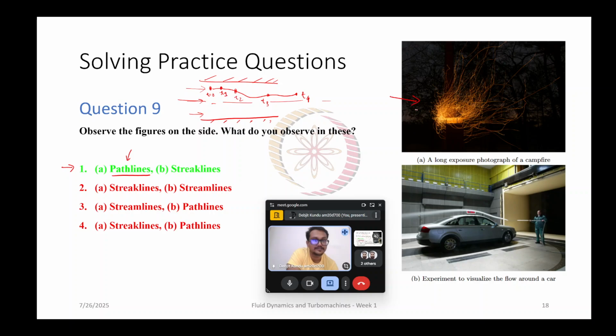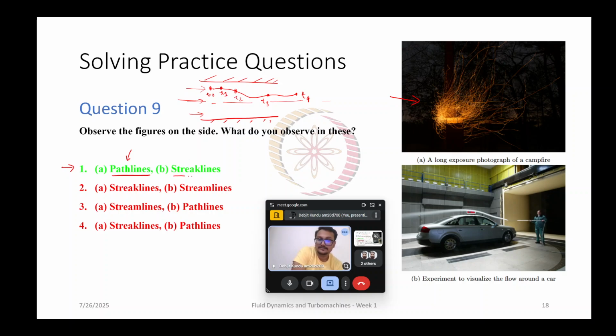And this picture is basically the same thing. If I take a long exposure photograph, I'm basically recording all the points covered by this one particle, which is emitting light. So these are multiple path lines of multiple particles coming out. So these are path lines.